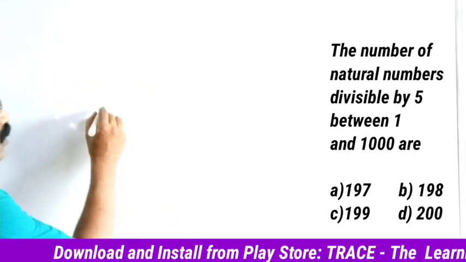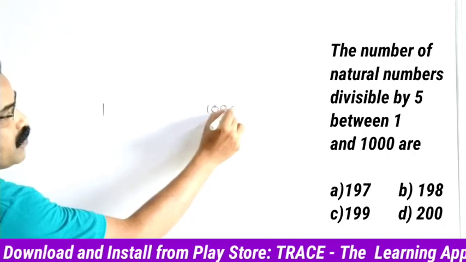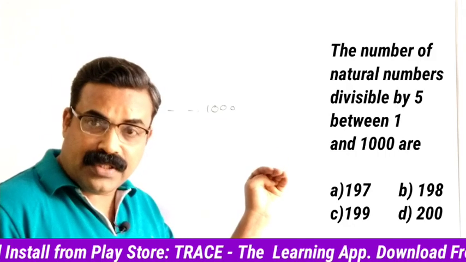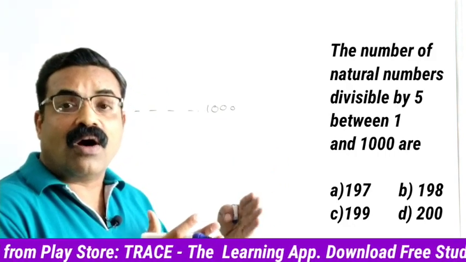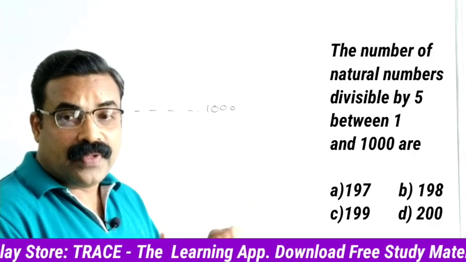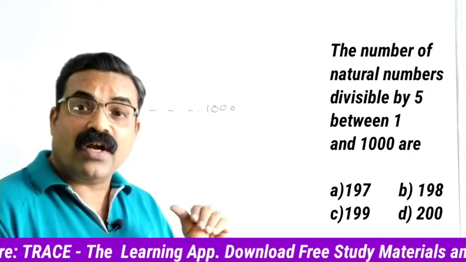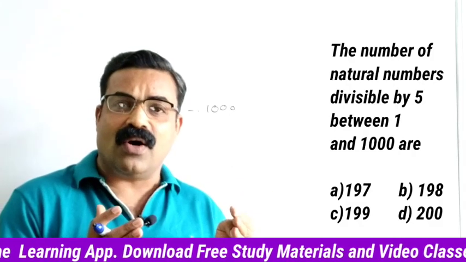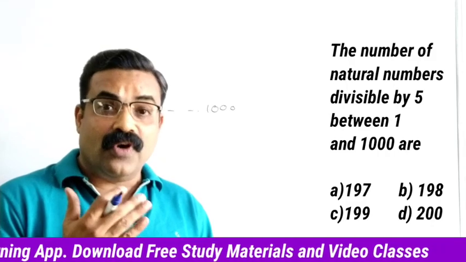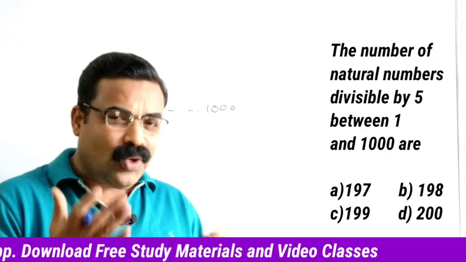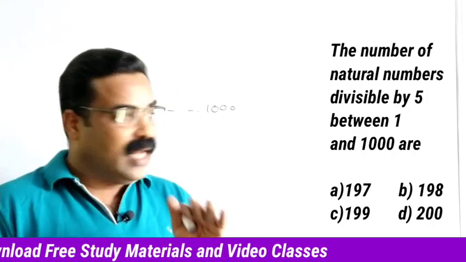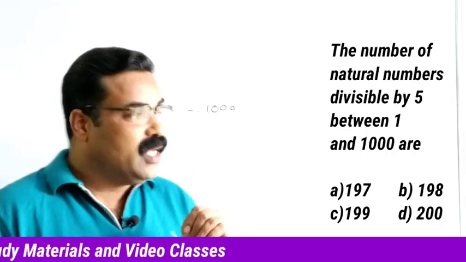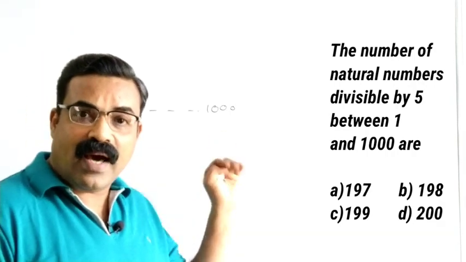So what actually we need to find out? Between 1 and 1000 there are many numbers, 1, 2, 3, 4, 5, 6, up to 999 and 1000, but all the numbers are not divisible by 5. So how many numbers are there which are divisible by 5? That is what we need to find out. It is purely a question based on arithmetic progression. If you are new to that topic, and if you don't have any maths background, I'll give you the direct formula which you can use for questions like this.